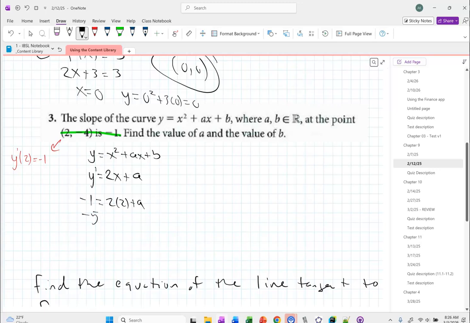So A is -5. Everybody okay there? Is the derivative going to help me find B? No, can't possibly help with that. Why not? You see any B in the equation for the derivative? That's the reason. But we do know now that A is -5.